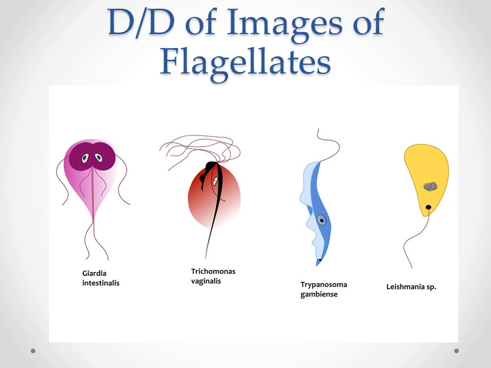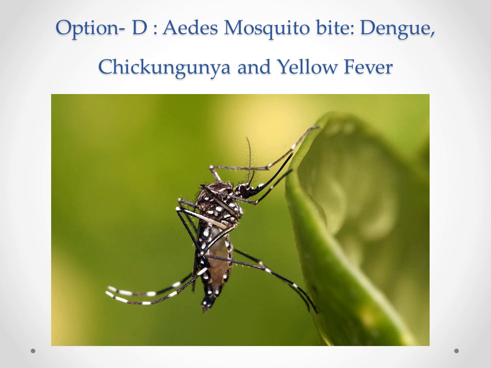Now going on to the next option, option D, Aedes mosquito bite. The Aedes mosquito, as you can see, has white stripes all over it. This is a different kind of mosquito as compared to the Anopheles mosquito or any other mosquito. The white stripes are what separate this from the rest, and that's why it is like the stripes on a tiger's fur coat. So people like to call it the tiger mosquito. So that's how you can remember it. If you have an image with white colored stripes on a mosquito, that's the Aedes mosquito.